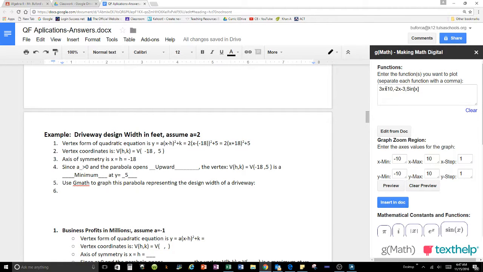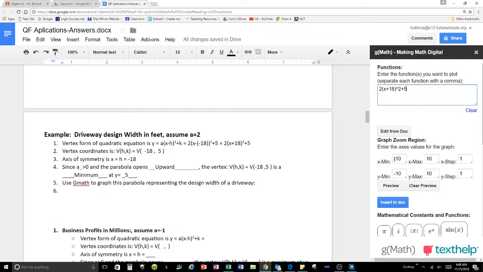So what we want to do is clear this out. We want to type our equation. It's 2 parentheses x plus 18 parentheses. Now here, to do this, to get the square root, we have to type shift, the 6 key, and then 2. Then we say plus 5.